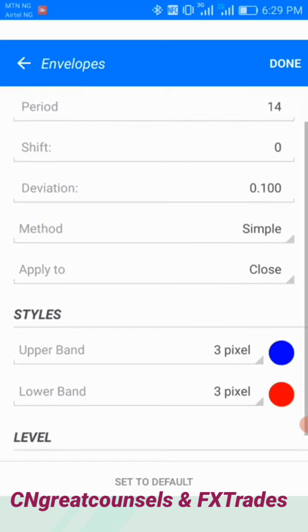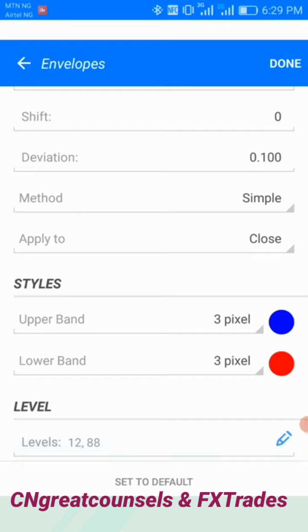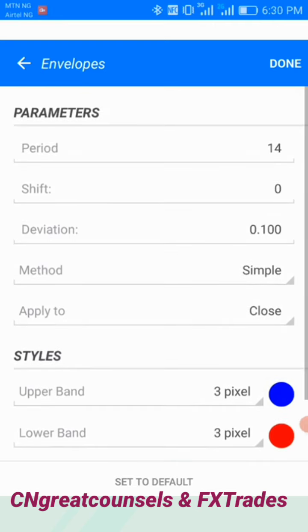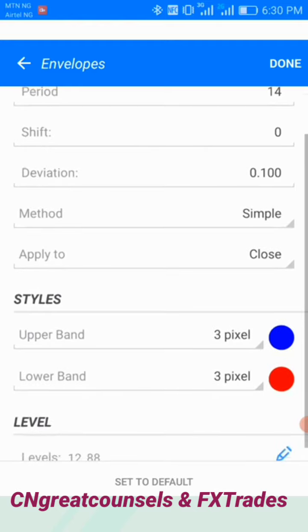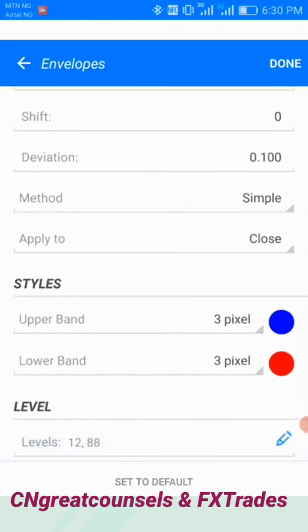This is the setting of the envelope. You can take a screenshot. The period is 14, shift is 0, deviation is 0.100, method is simple, apply to close. Upper band is 3 pixels, color is blue. Please take note of this band. Then lower band is 3 pixels, color is red for the lower band.